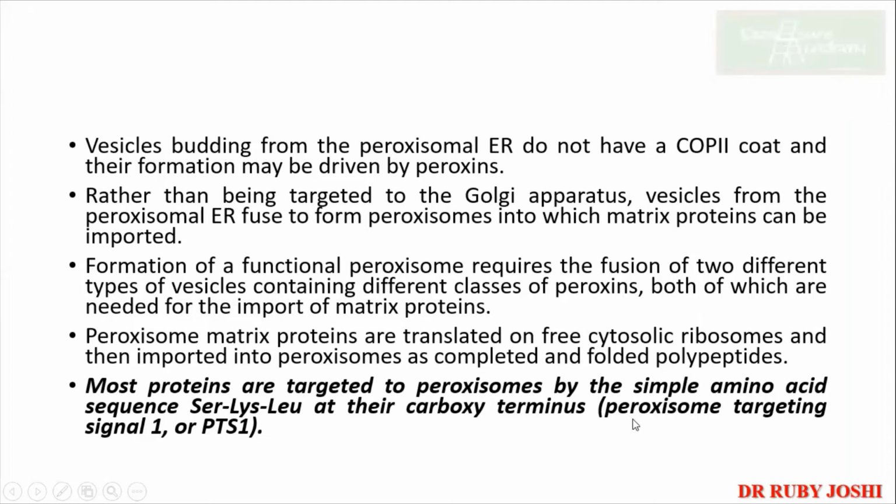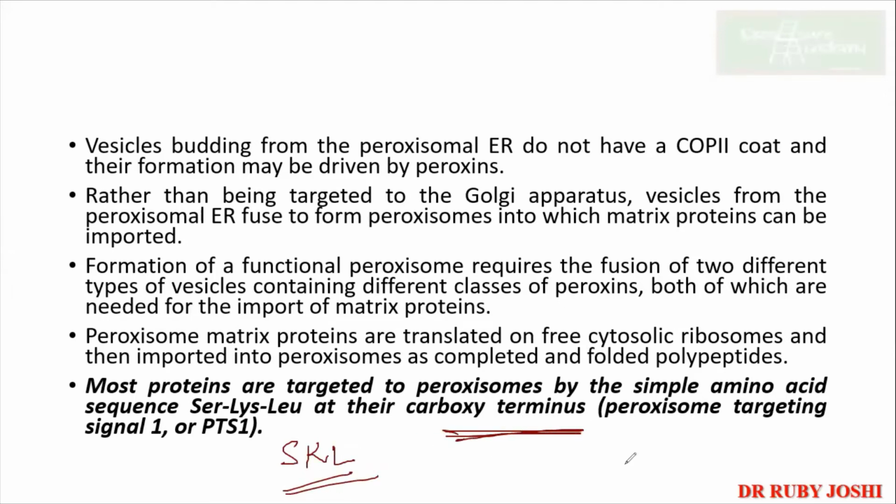Now, to get imported into the peroxisomes, again, there is a simple amino acid sequence, okay? This is the signal sequence of the peroxisome. It is known as serine, lysine, leucine, okay? This is your SKL sequence at the C terminus.